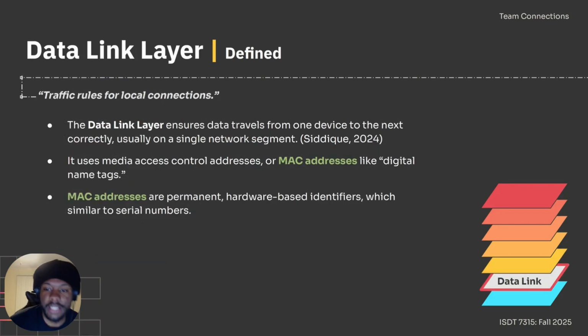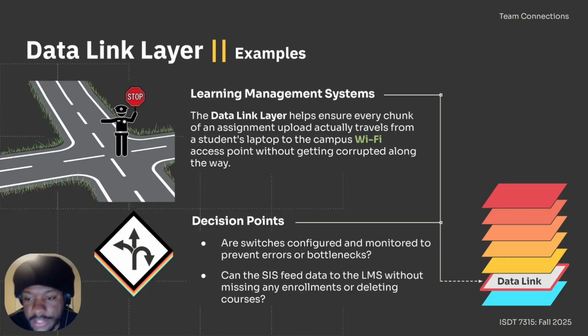The data link layer ensures data travels correctly from one device to the next, typically within a single network segment. It uses media access control addresses, or MAC addresses, which act like digital name tags. Unlike IP addresses, MAC addresses are permanent, hardware-based identifiers, similar to serial numbers. The data link layer helps ensure every chunk of an assignment upload travels from a student's laptop to the campus Wi-Fi access point without getting corrupted.